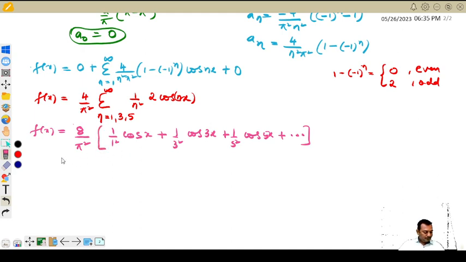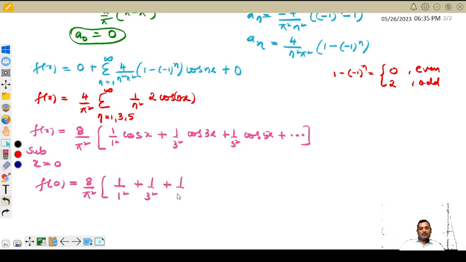Now students, so next we are going to substitute x value equal to 0. So f of x on the left side becomes f of 0. The right side is 8 by pi square, cos 0 is 1, 1 by 1 square, keep it as it is, cos 0 is 1, plus 1 by 3 square into again cos 0 is 1, plus 1 by 5 square. So I want to find out f of 0.